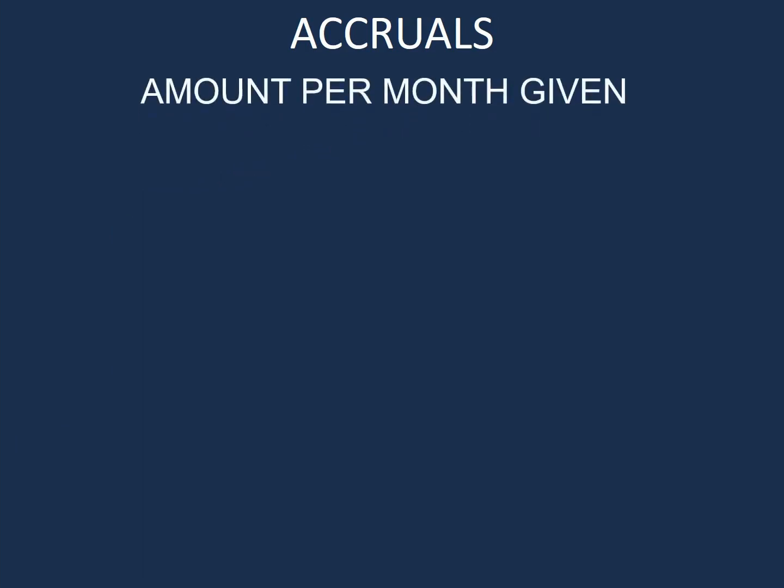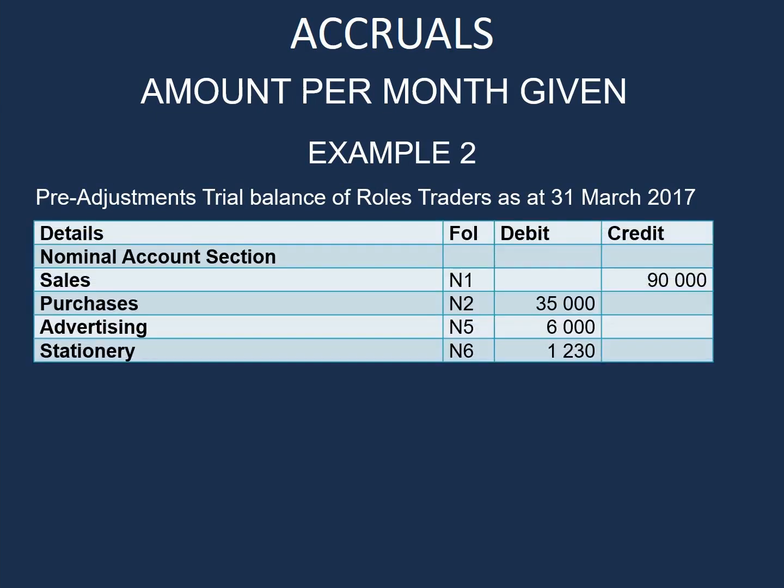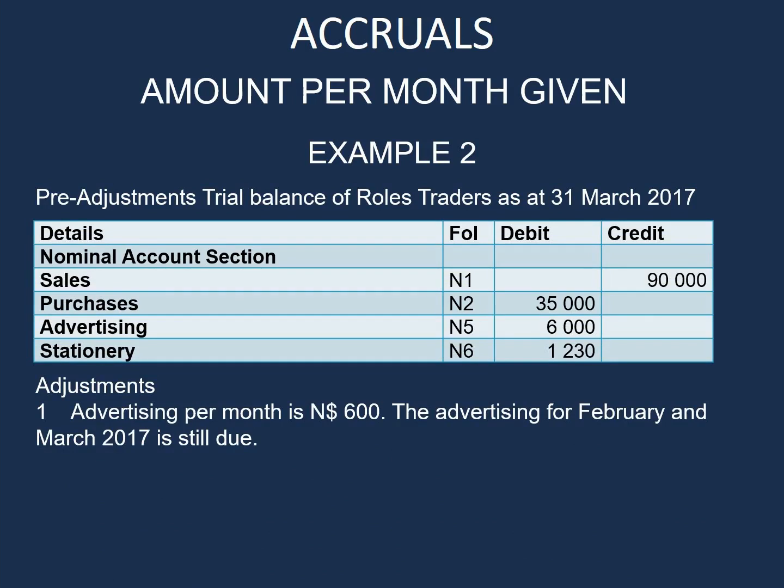The second example is for the amount per month given. Let's have a look at the pre-adjusted trial balance for Rolls Traders again. The adjustments is as follows. Advertising per month is $600. The advertising for February and March 2017 is still due.